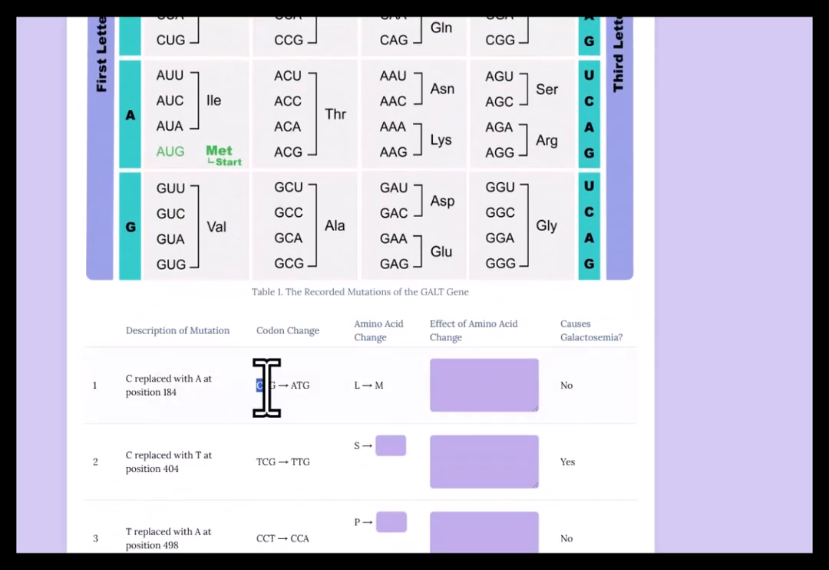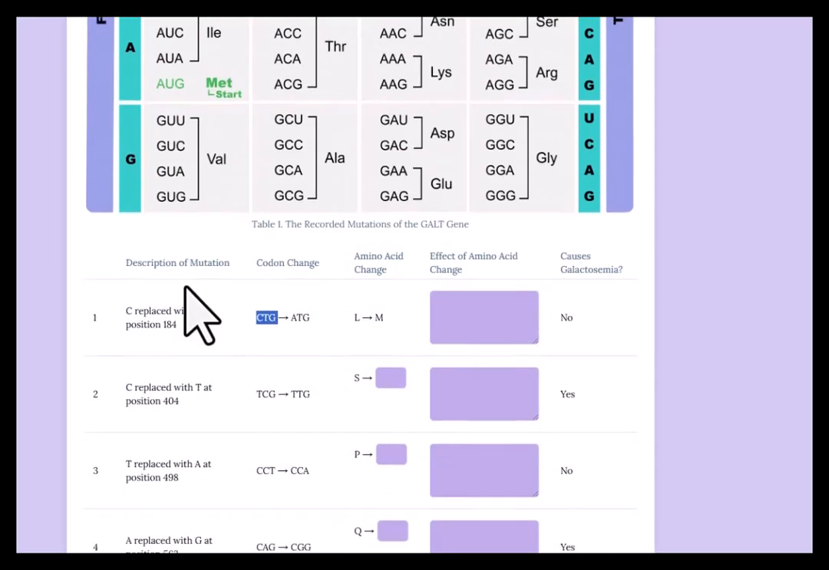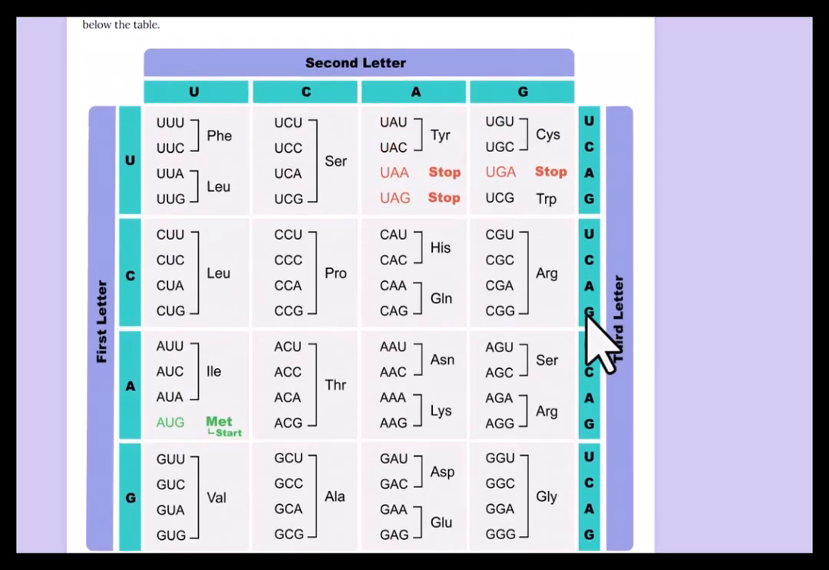So let's find out what CTG makes. So you start here, you find your first letter C. Now remember, we're using U instead of T for this particular one. So we're going to go to U up here. Second letter. We find the corresponding box. And then over here, G. And where do all of these things intersect? C, U, G. They all intersect in this box. And as you can see, that codon makes leucine.